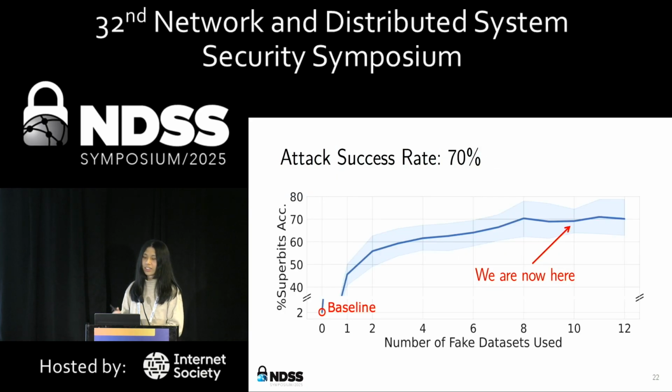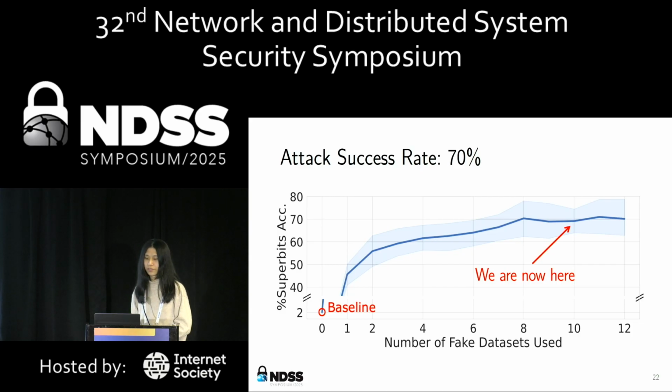So we went ahead and generated many executables trained on different random data sets, which we call fake data sets for convenience. And we succeeded. If we use 10 fake data sets to find those super bits, we reach an ASR of around 70%. So we're now 70% confident that the flips we find will work on the victim executable. This is definitely much better than what we began with, like 2%.